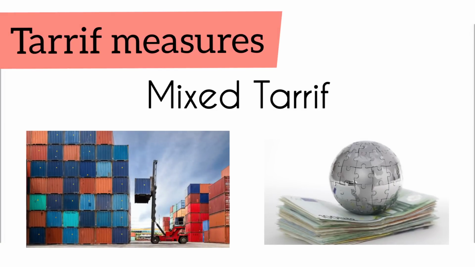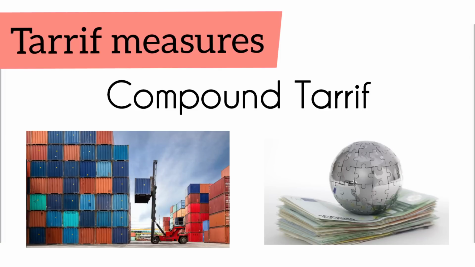Next is mixed tariff. In mixed tariff, they will charge either specific tariff or ad valorem tariff, whichever gives the government more income. For example, they will tell you that you have to pay 10% of import duty if you are importing 10,000 units. That is specific tariff. Or they can also say that you have to pay 10% of whatever value of goods you are going to import. That is ad valorem tariff. So either this or that they will charge in mixed tariff, whichever is going to generate higher income for the government.